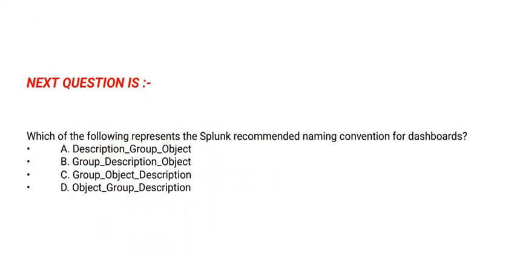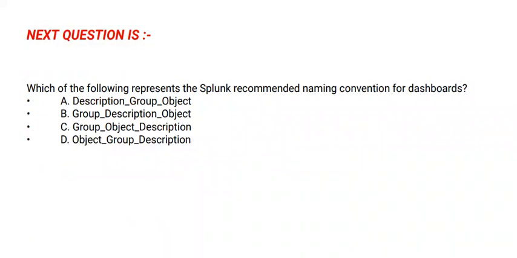Next question is, which of the following represents the Splunk recommended naming convention for dashboards? Options are option A, description, group, object. Option B, group, description, object. Option C, group, object, description. And option D, object, group, description. The correct option is option C.